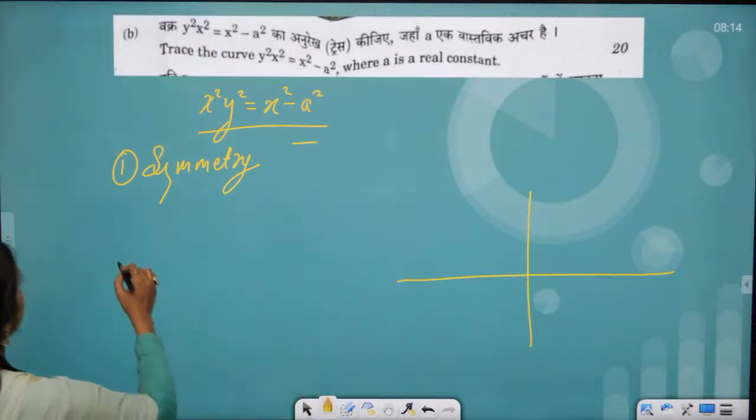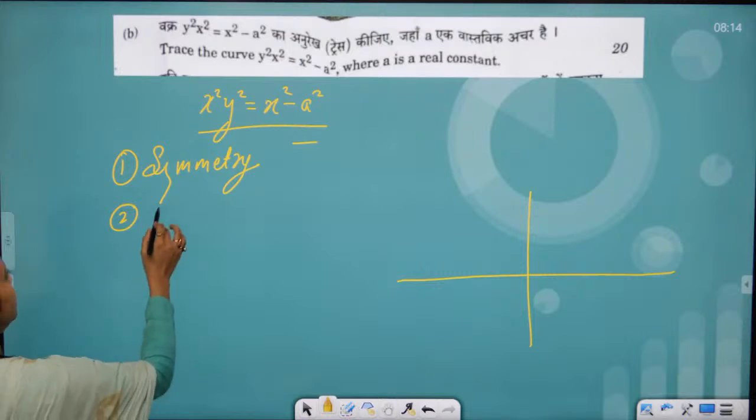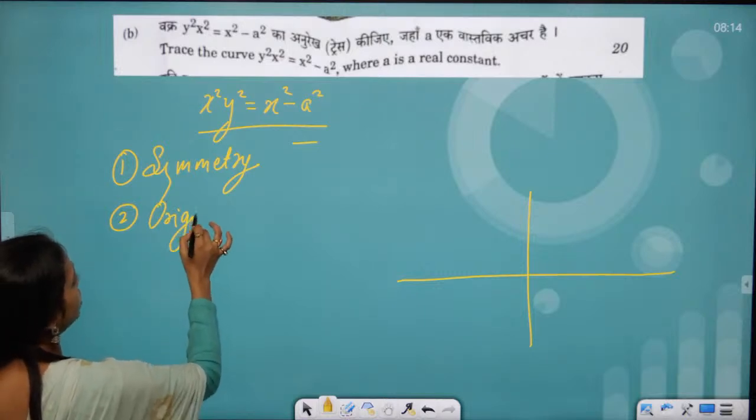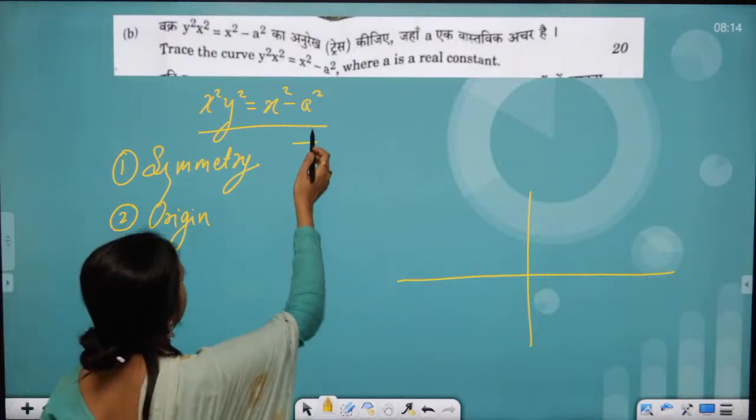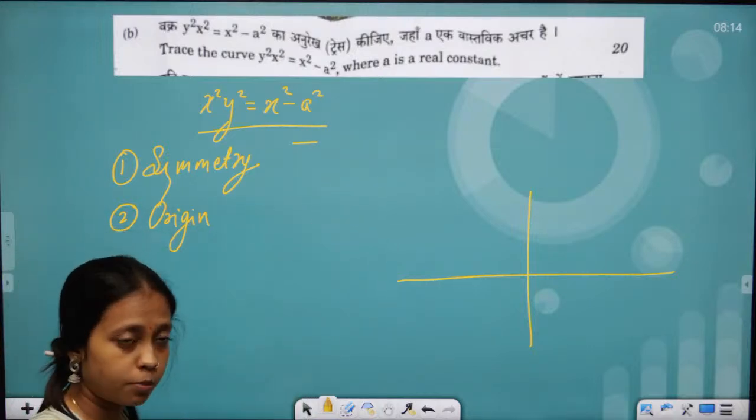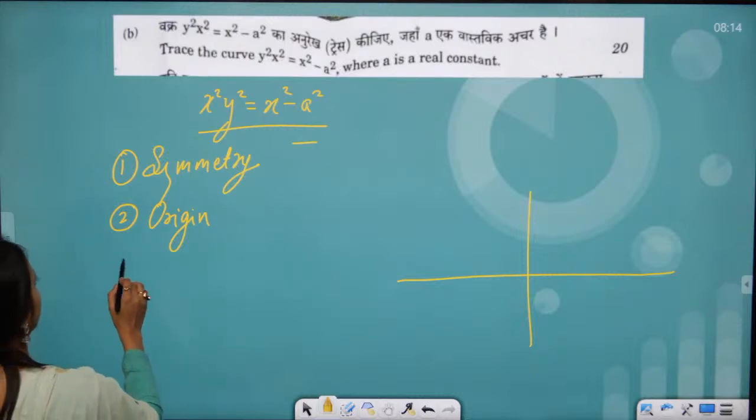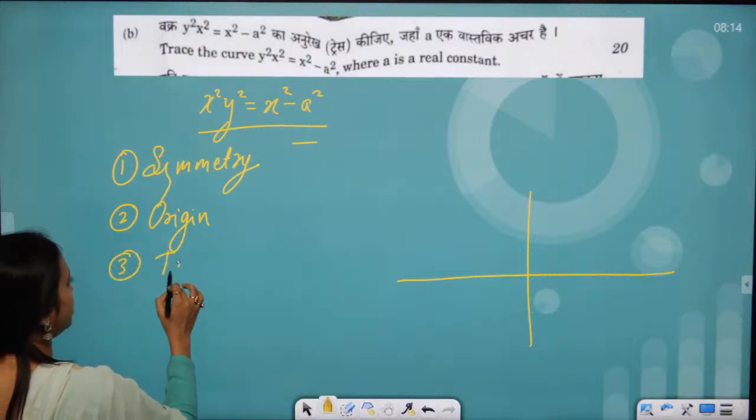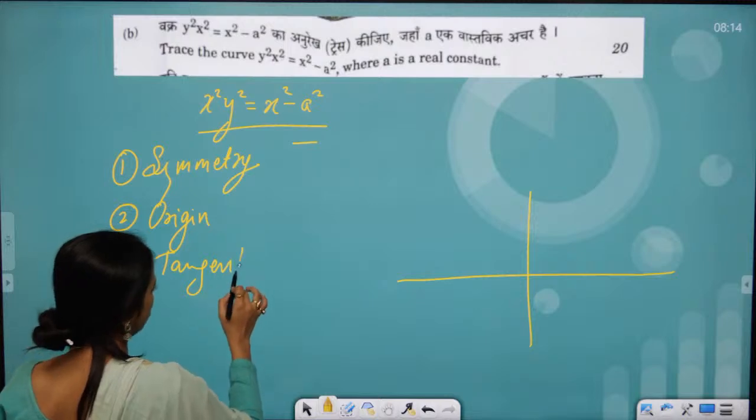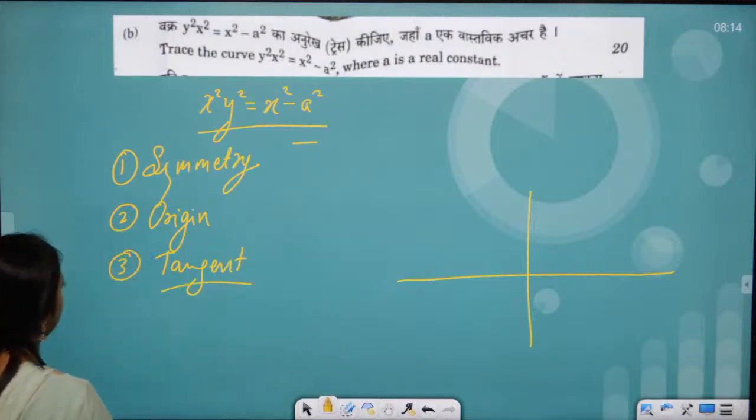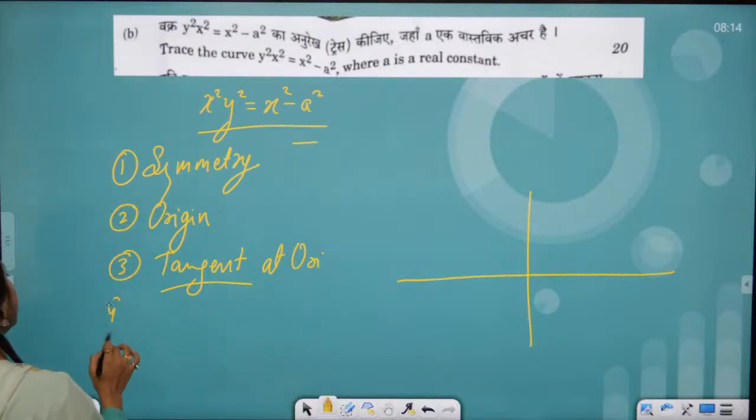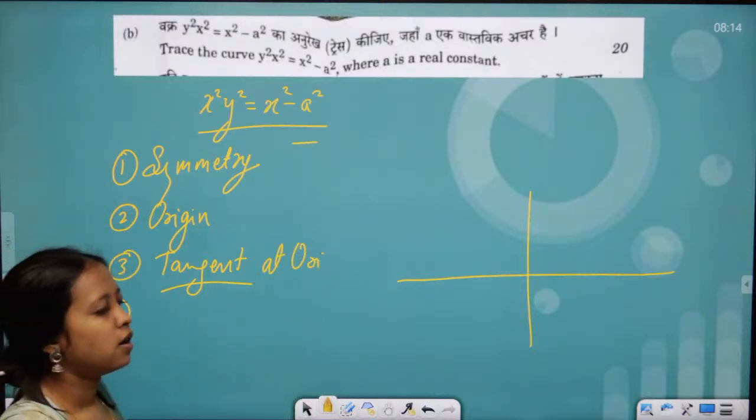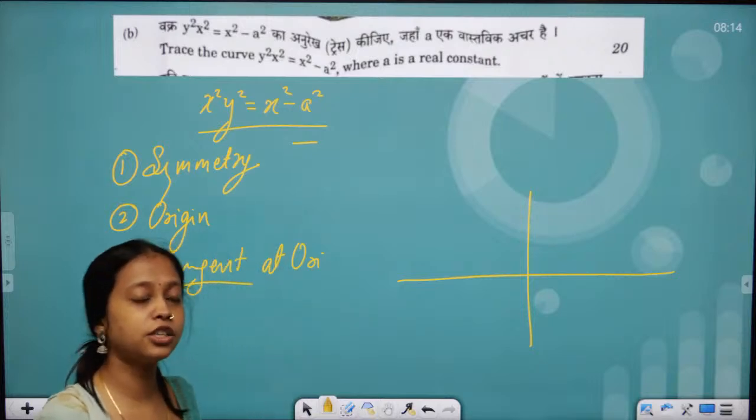That's the thing. Then, does it pass through the origin? My equation does not pass through the origin. If it passes through the origin, a has to be 0, and I don't have any particular value of a, it can be any real constant. So the tangent at origin: it does not pass through the origin, then how can it be tangent at origin? What was the fourth point? Fourth point is intersection with the coordinate axes.